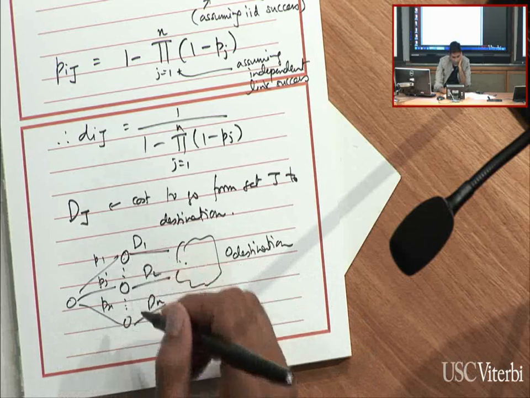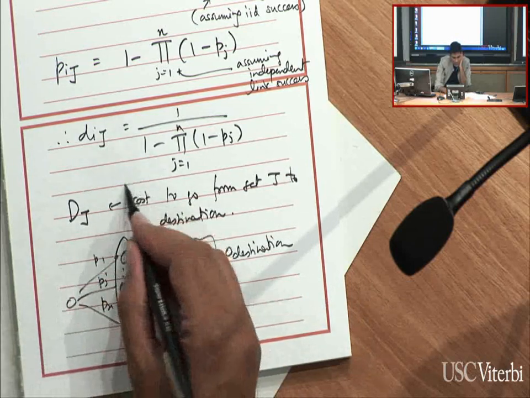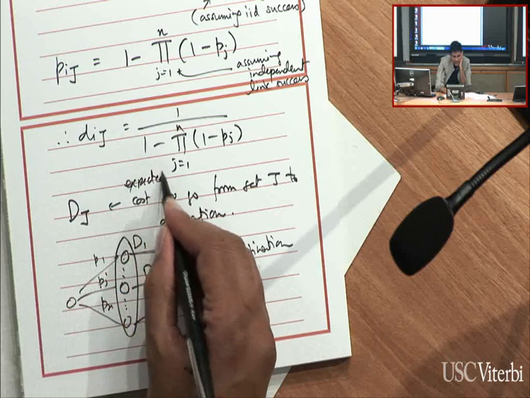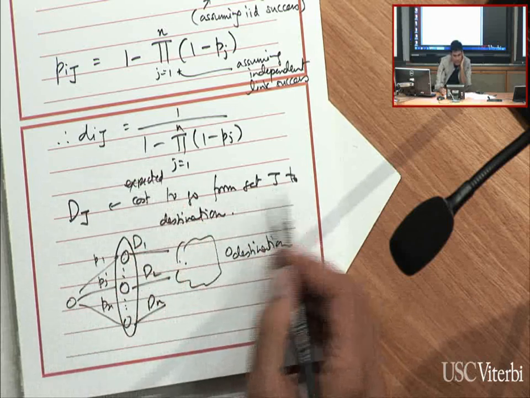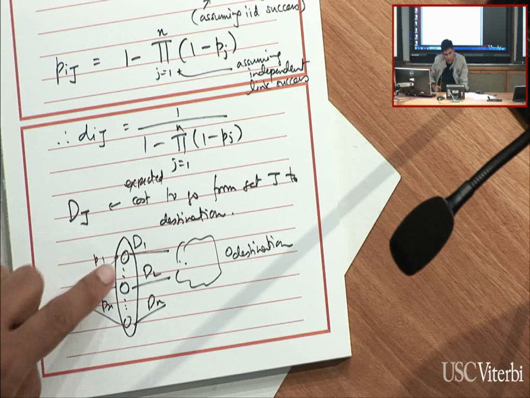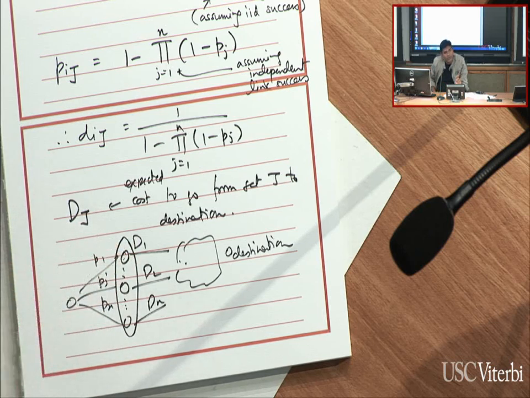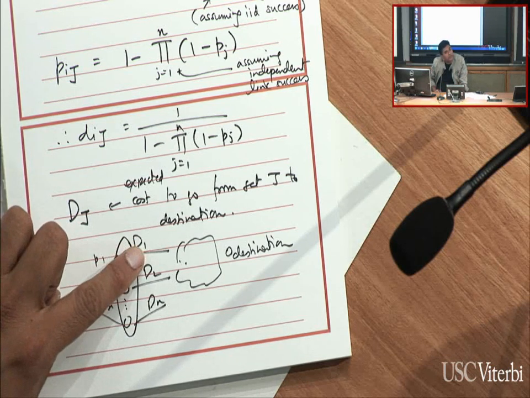So if I know that all of these nodes are in my forwarding set, how do I compute my expected cost? That's the key idea here: it's an expected cost to go from set J to destination. So this is a random process. With some probability, node 1 gets it, and it will be the forwarder. And with that probability, my cost to go will be D1.